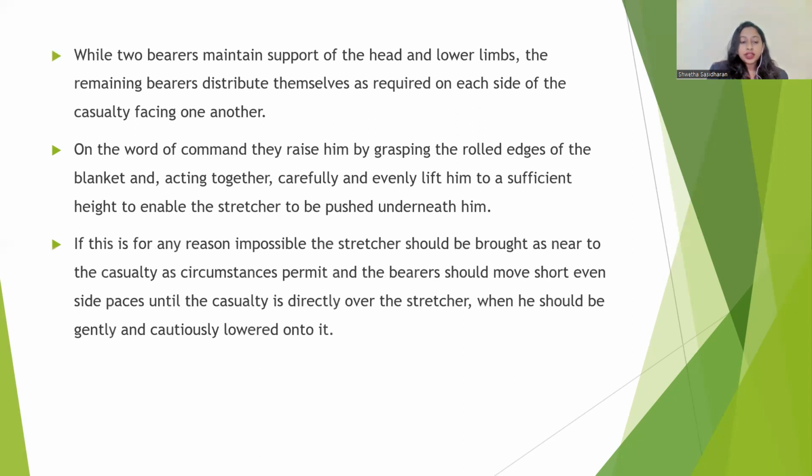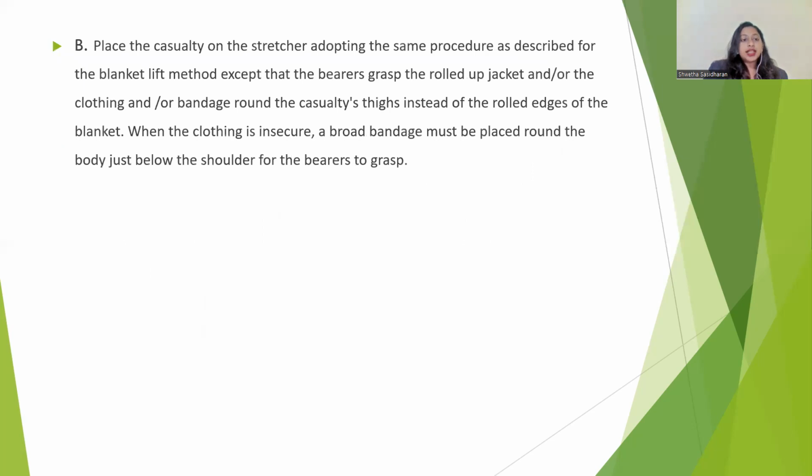If this is for any reason impossible, the stretcher should be brought as near to the casualty as circumstances permit, and the bearers should move short, even paces until the casualty is directly over the stretcher, and it should be gently, cautiously moved. Then you have to place the casualty on the stretcher, adopting the same procedure as described in the blanket lift method, except the bearers grab the rolled band, a jacket or the clothing, or the bandage around the casualty's thigh instead of the rolled edges of the blanket.